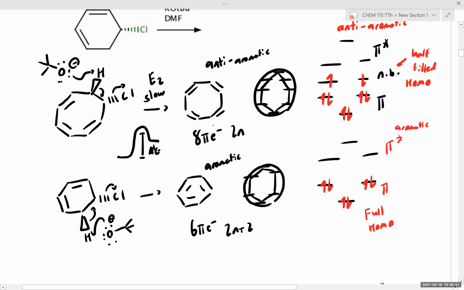Does that argument make sense to everyone? Does that idea make sense? In contrast, if we're making an aromatic system, elimination is fast. In fact, you may not even need base.